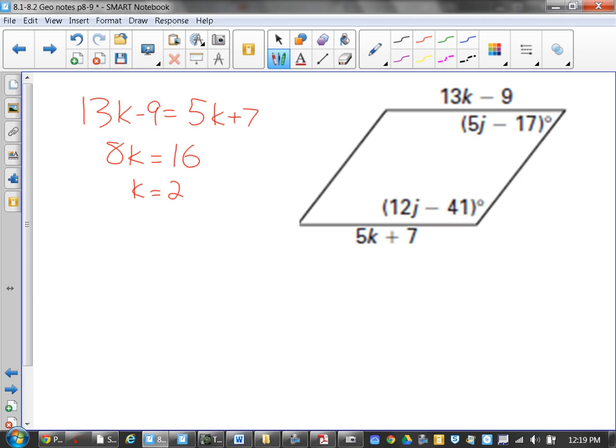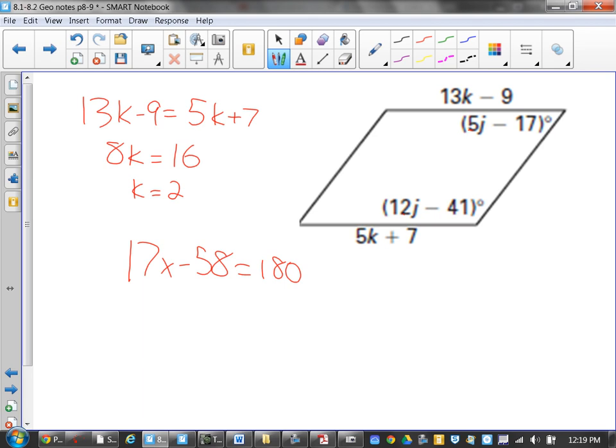Obviously, the algebra here should be really simple. Shouldn't be very scary to work with. To solve for the angles, then, do we set them equal to each other, or do they have to add up to 180? They have to add up to 180. So we can do this all in one step, right? What's 12 plus 5? 17. And then negative 17 plus negative 41 is going to be negative 58. That has to equal 180.